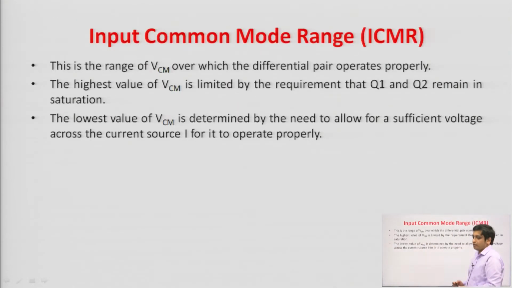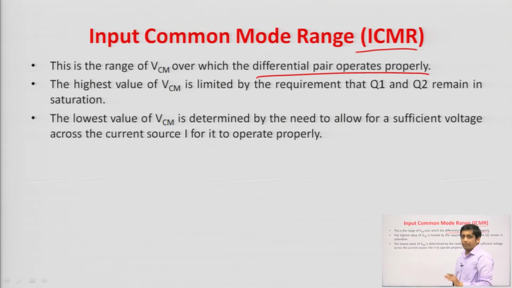So, there is an important term related to this, that is the input common mode range. Input common mode range, in short it is called ICMR. ICMR is the range over which the differential pair operates properly. Properly means all the transistors should be in saturation region and it behaves like a differential amplifier. It does not deviate from its behavior, right.